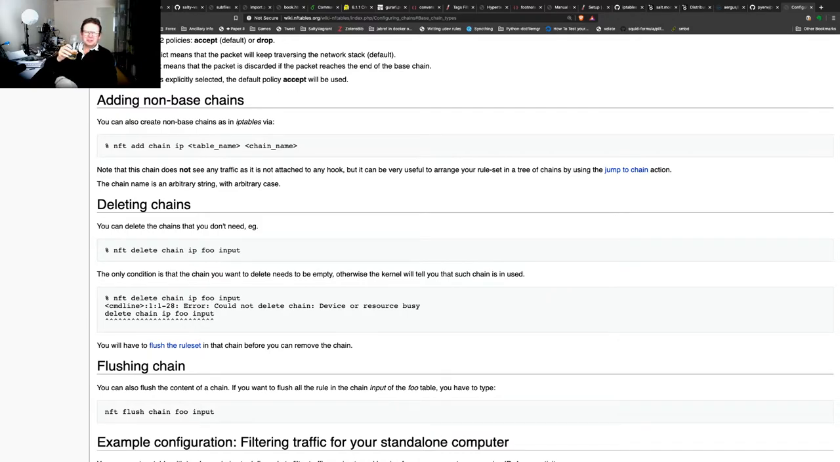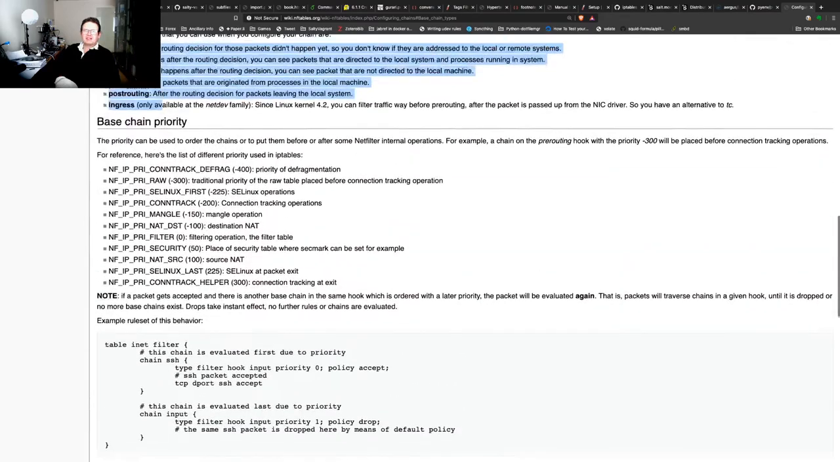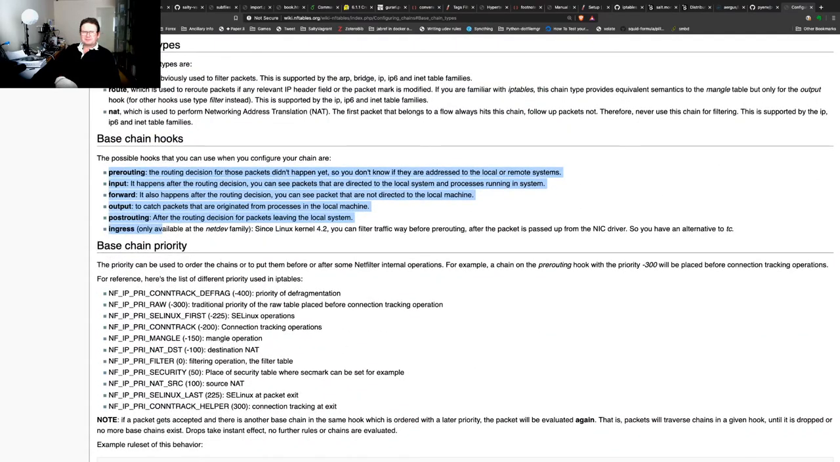Think of them as subroutines, really. They're sets of rules that can be called upon. Okay, so that's it, really. That's all there is to it.